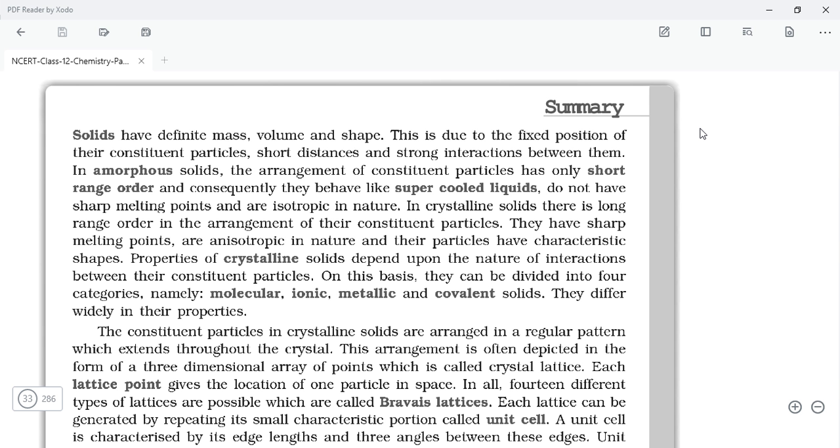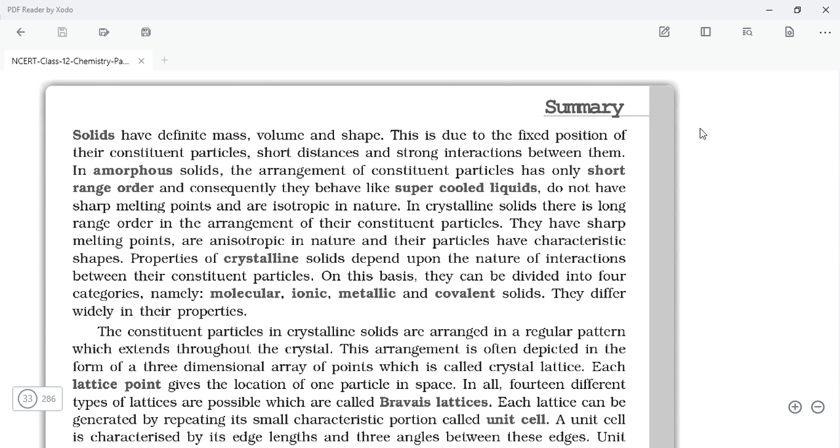In crystalline solids, there is a long range order in the arrangement of their constituent particles. They have sharp melting points, are anisotropic in nature, and their particles have characteristic shapes. Properties of crystalline solids depend upon the nature of interactions between their constituent particles. They can be divided into four categories named molecular, ionic, metallic, and covalent solids. They differ widely in their properties.